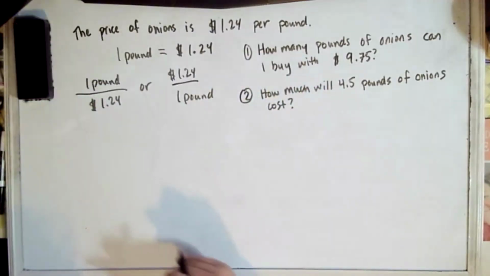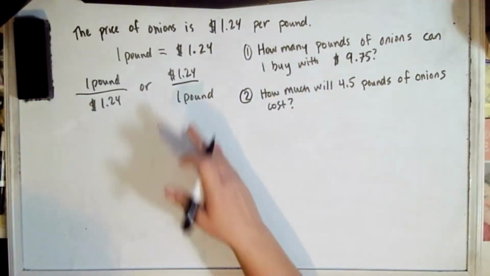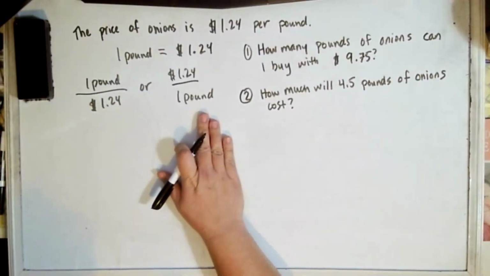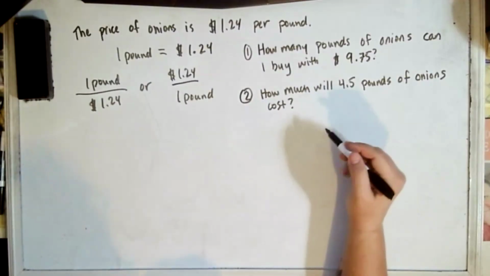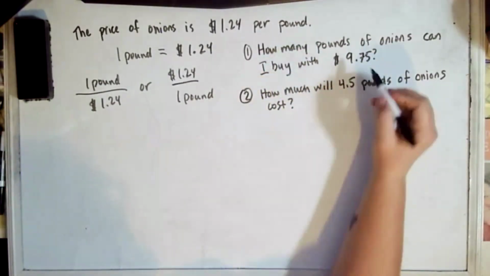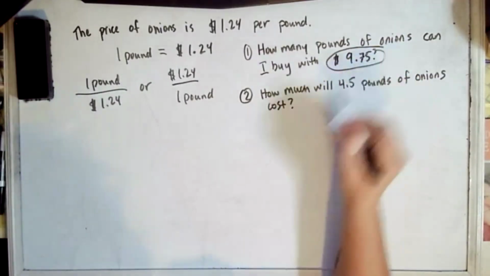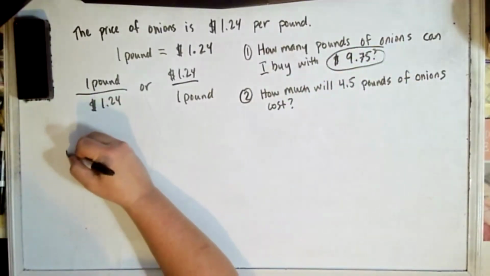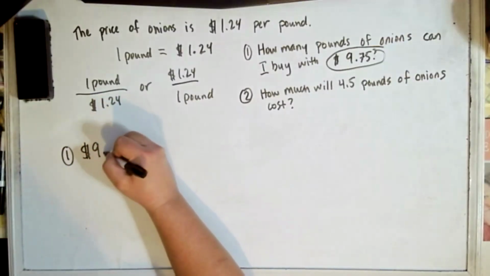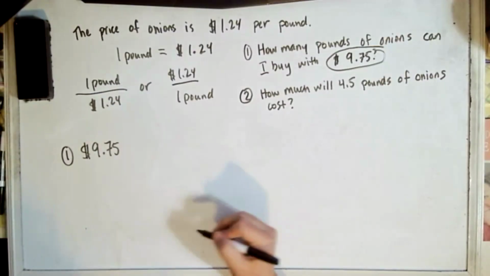Okay. So for each of these questions, we're going to use the same equality, but we're going to use different versions of the conversion factors. For our first question, the information that we're given to start with is that we have $9.75 that we're going to be spending on these onions. Okay, so this is our starting information.